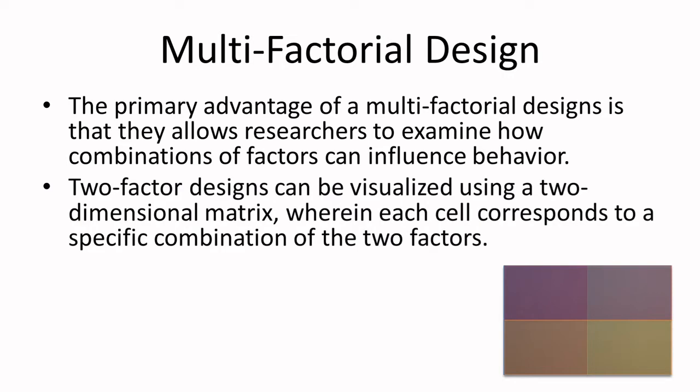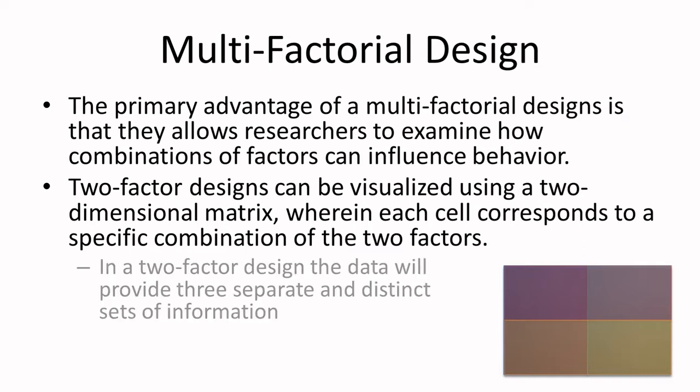So when it comes to a 2-factor design, the simplest kind of factorial, you can visualize that pretty easily. Just think of it as a 2-dimensional matrix like you've seen before. So each cell corresponds to a specific combination of 2 factors. One factor is on our x-axis, the other factor is on the y-axis. Simple.